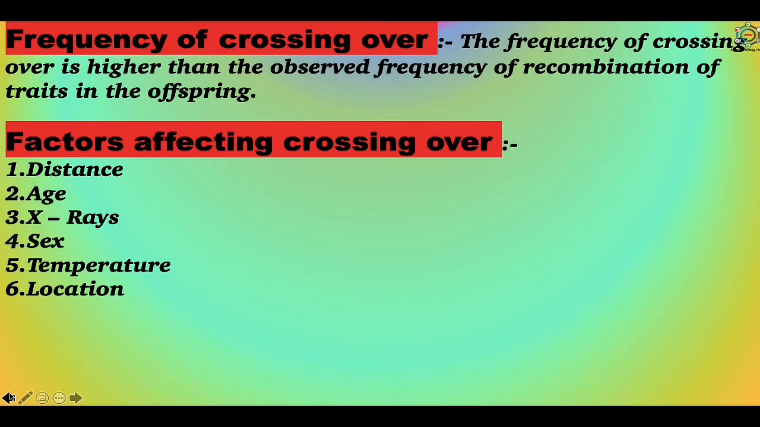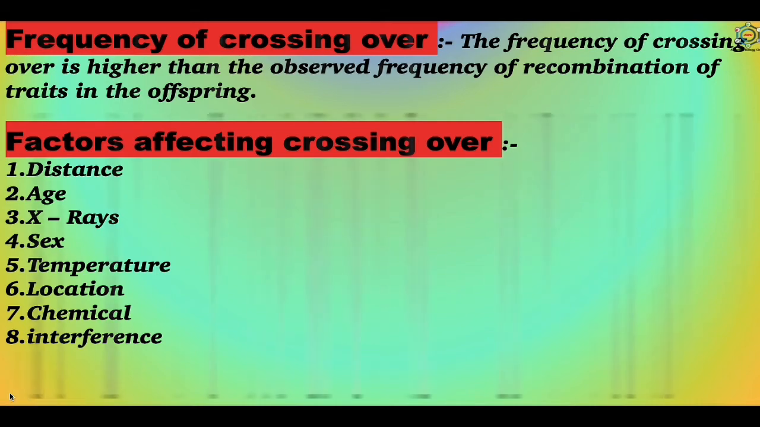Next, location. Location of genes near the ends and centromere reduces the frequency of crossing over. Next is chemicals. Many chemicals found in food are known to alter crossing over frequency in animals. And the last is interference. One crossover lessens the chances of another crossing over occurring near it. So these are the factors that affect crossing over.